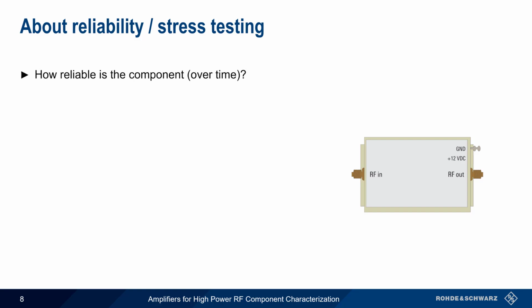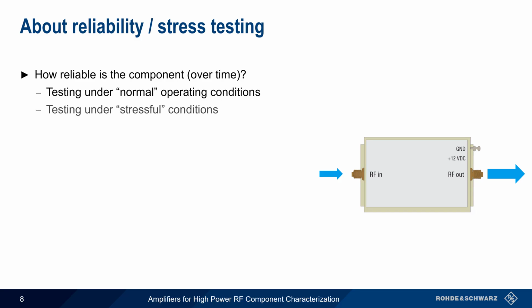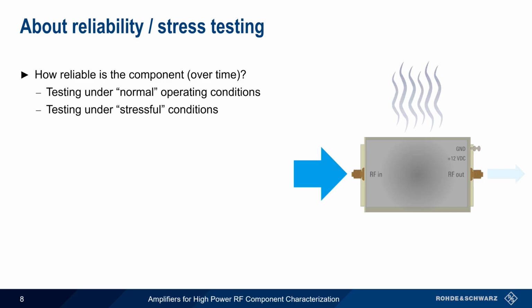As the name implies, reliability or stress testing is used to determine how reliable the component is, usually over some period of time. Testing can be conducted under normal or expected operating conditions, and testing can also be conducted under stressful conditions, or conditions which might lead to degradation or even failure of the component. In both cases, but especially in the case of stress testing, significant amplification may be required to create an input signal with sufficient power to stress the DUT.